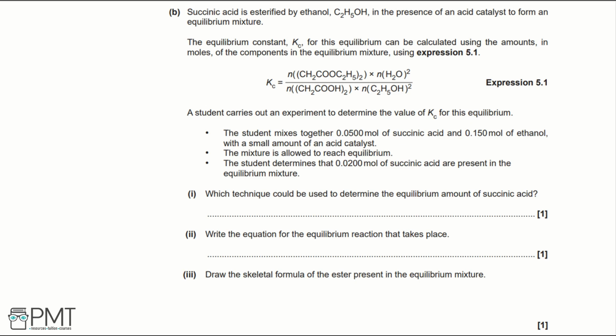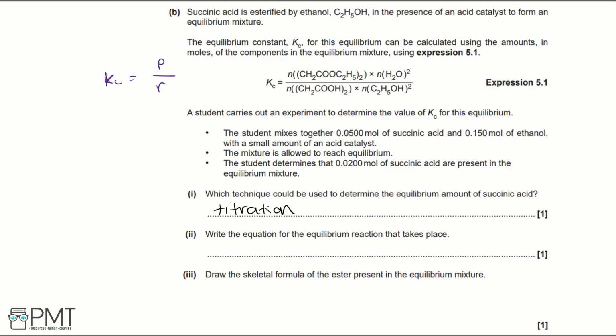So the answer to B part 1 is titration, and writing titration on the answer line would get us our mark for this part of the question. Part 2 says that we need to write the equation for the equilibrium reaction that takes place. For this part of the question, we need to look at our expression for Kc, and Kc is written as products over reactants, and the power that it's raised to shows us the stoichiometry of the equation. So, using this information, we can work out the equilibrium reaction that takes place and write this.